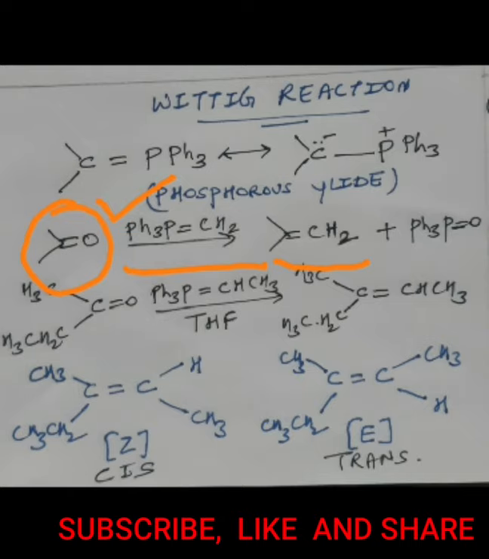Ylide is basically a molecule that bears no overall charge, but it has a negatively charged carbon atom which is bonded to a positively charged heteroatom, like phosphorus in this case. Phosphorus ylides are represented in two forms. One of the forms is this and the other form is this. What you can observe in the first form is a double bond between carbon and phosphorus, and in the second form there is a single bond between negatively charged carbon and positively charged phosphorus.